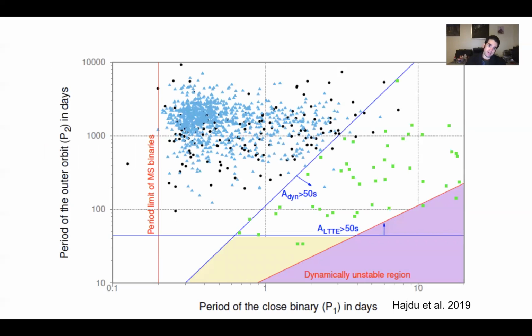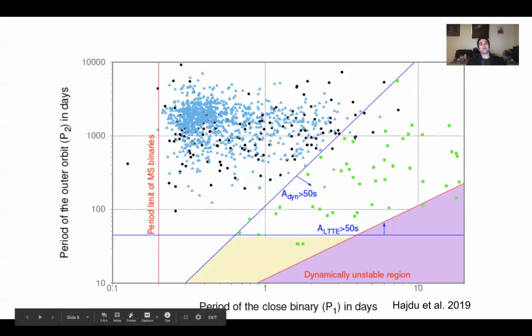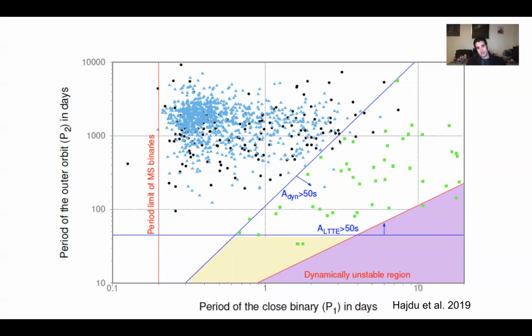And to give you an idea of how those are distributed, this is a plot of eclipsing binary systems, triple systems observed by OGLE. And you can see that the vast majority of systems are above this line here, which is the amplitude of light travel time, the regime in which the light travel time effect is detectable. But this diagonal line here, showing the regime in which the dynamical effect is detectable, excludes the vast majority of the systems.